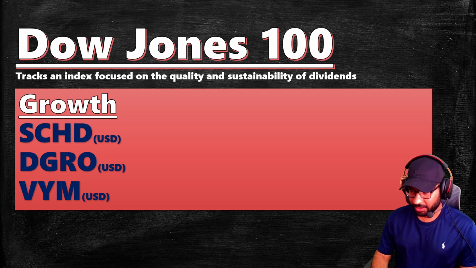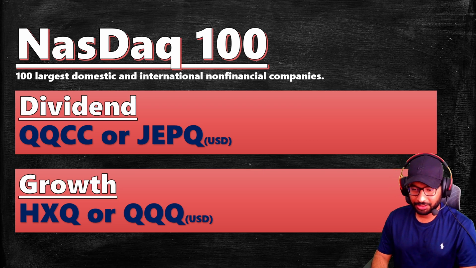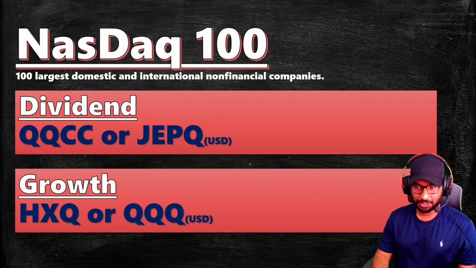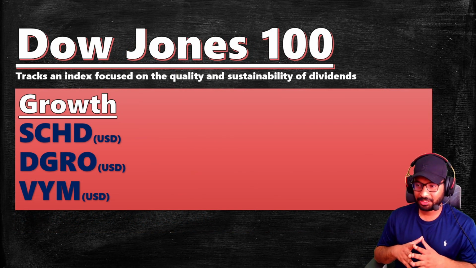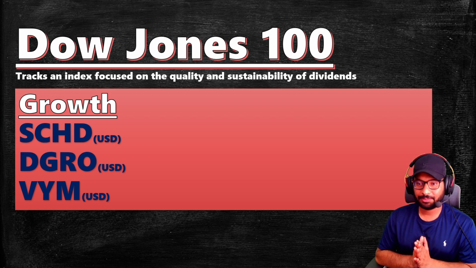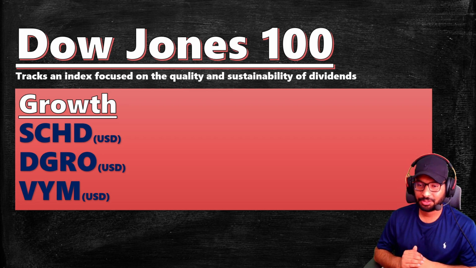Okay. Same goes for this one. You can pick either the USD one or the Canadian one. So I'm giving you multiple options, just so you can pick your own. So these are basically ETFs which focus on US companies which definitely pay consistent dividend growth. So that's the third one, Dow Jones 100.